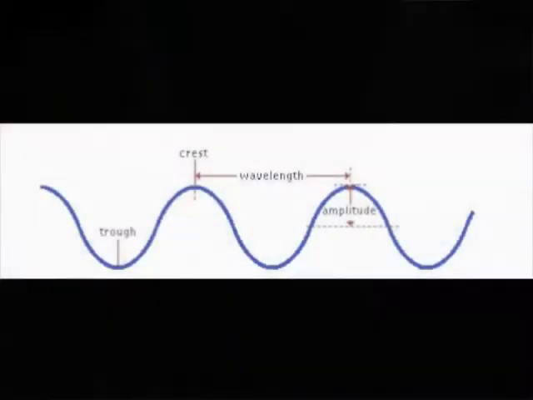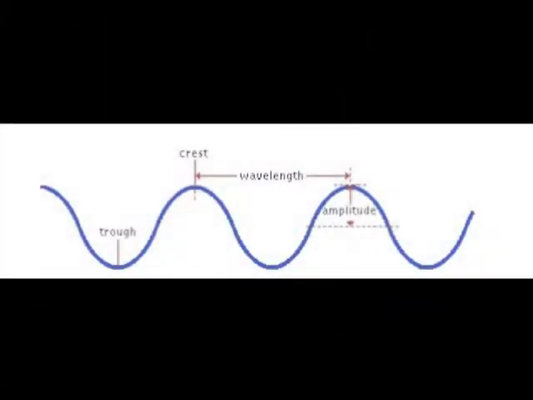A transverse wave is a wave that vibrates perpendicular to the direction that the wave is traveling. Wave measures include the crest, trough, amplitude, and wavelength. The crest is the highest point above the equilibrium position. The trough is the lowest point below the equilibrium position. Wavelength is the distance between two adjacent points of waves.